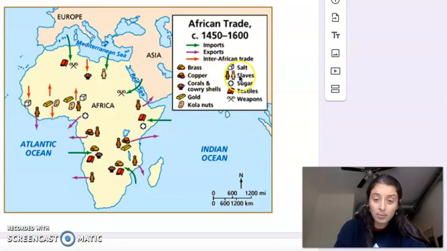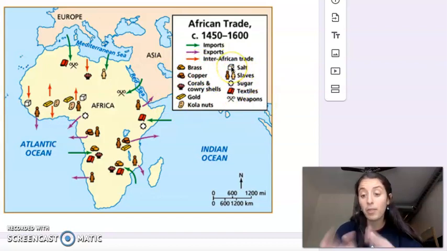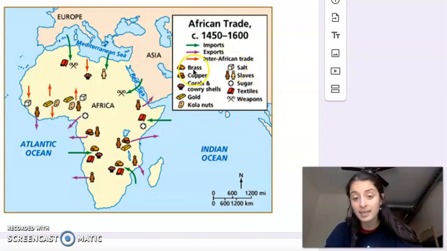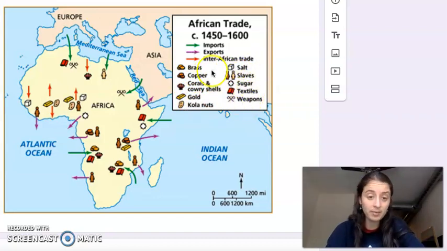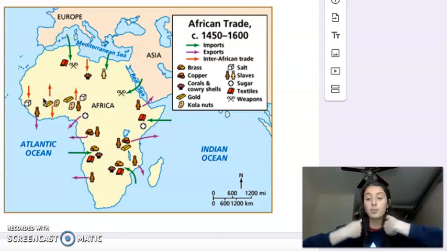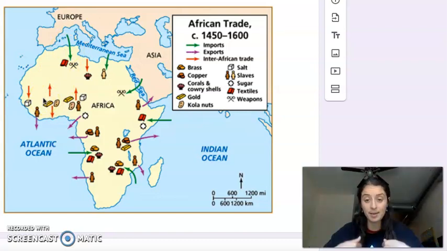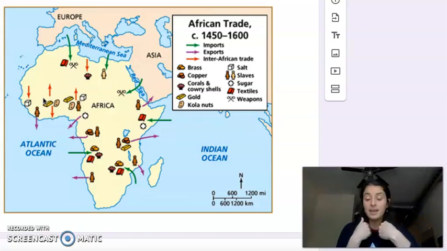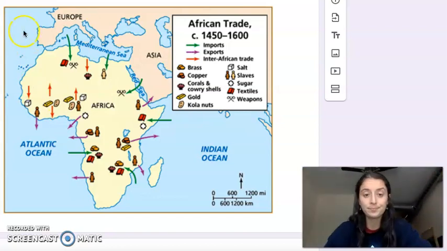Then we look at this other part of the key, and we can see that these other symbols are what they're actually trading. They're trading brass, copper, shells, gold, nuts, salt, slaves, sugar, textiles, and weapons. Those are all things that are being traded. So if we look at this part of the map, the arrows going one way are the things that they're giving to somebody else, and the arrows going the other way are the things coming in towards them. Imports coming in, exports going out.